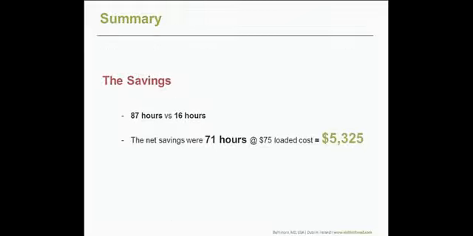And in summary, this is the real takeaway. 87 hours versus 16 hours. Using a loaded hourly rate of $75, 71 hours gives you $5,325. Give or take a tenner either way. So that's where the number comes from, and I hope you see my story today is credible.